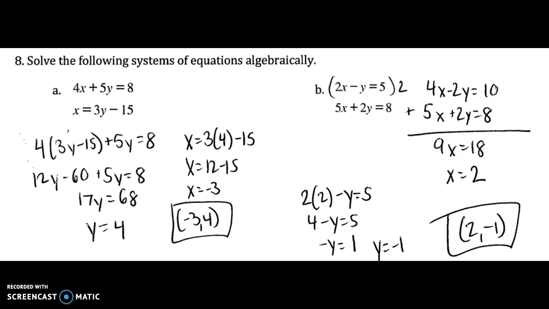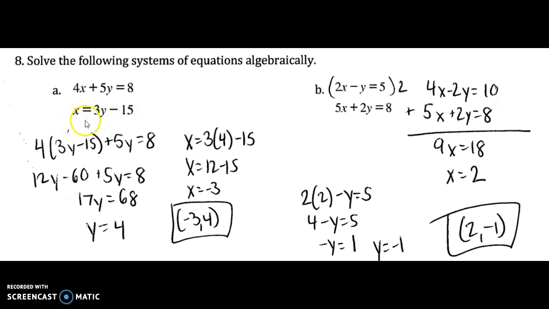Number 8 in your review gives you two examples on how to solve systems of equations. I solved letter A with substitution and letter B with elimination. So with letter A, I chose to use substitution because if you take a look at our second equation, we already have the variable x by itself.